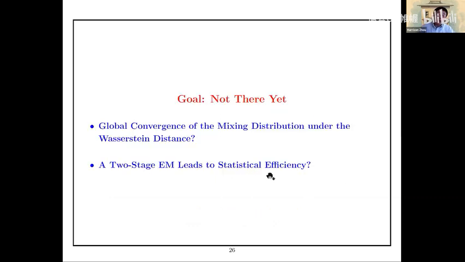So we have some theory to prove a global convergence of the mixing distribution for some very simple cases. But we do not have a complete theory yet. Hopefully, during this summer, after stepping down as chair, I will have more time for research to get a complete theory. So far, I don't think the theory is good enough to be presented or reported here.